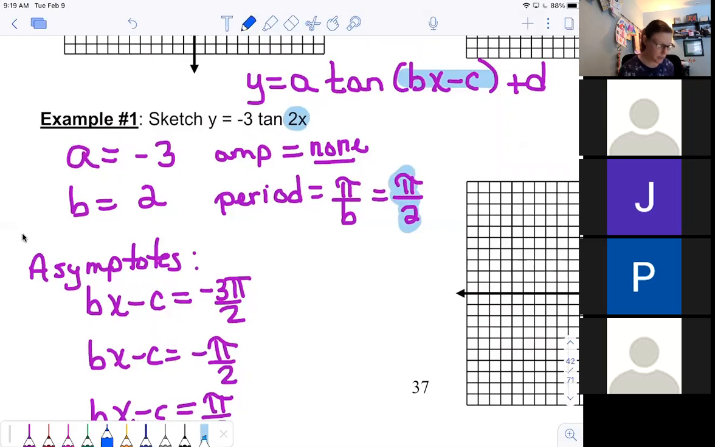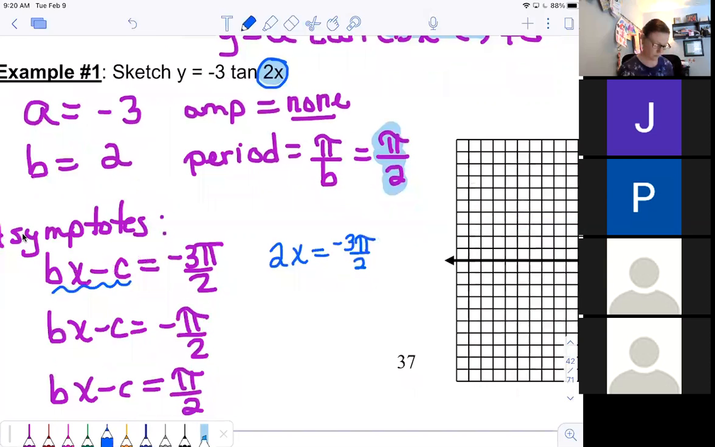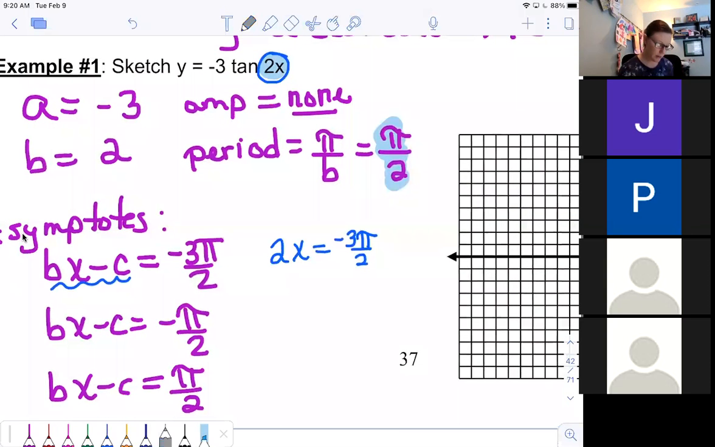So in this case, I have 2x after tangent. That is my bx minus c. So I'm going to take that 2x and set it equal to negative 3 pi over 2. And then you're going to solve for x, because that gives me the new location of my asymptote. So Darby, how could I solve for x here? Would you just divide the 2 to get x by itself?